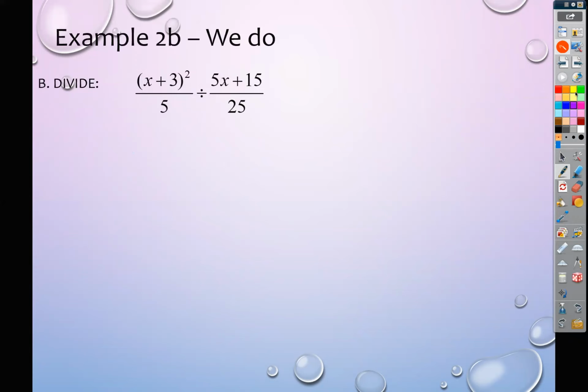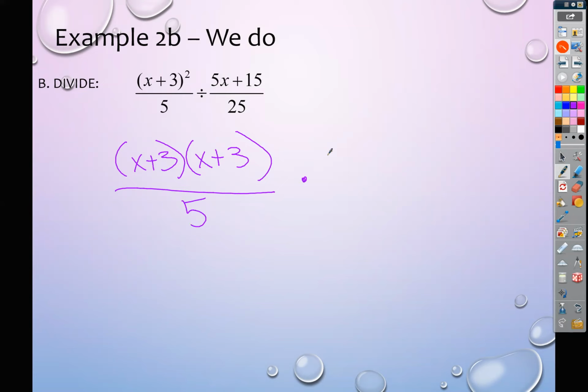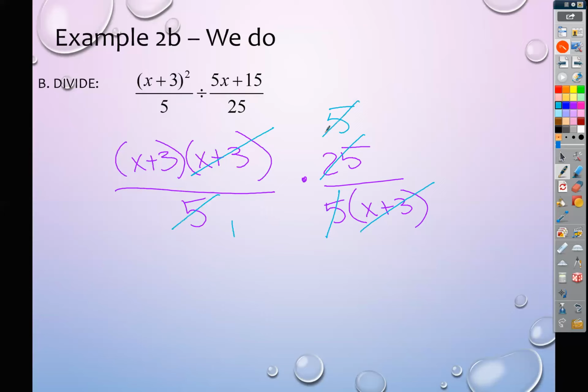Okay, 2b, same kind of thing. So I'm actually going to write this out twice. You don't have to, but I just want to show you what it looks like. Over 5, and then times, multiply by the reciprocal, so 25 over 5x plus 15, I can factor the 5 out like that. Okay, so now I'm going to simplify, so I can cross out this x plus 3 with this x plus 3. I can cross out this 5 with this 25. So I would write a 5 there. And then again, this 5, I can cross out with this 5.